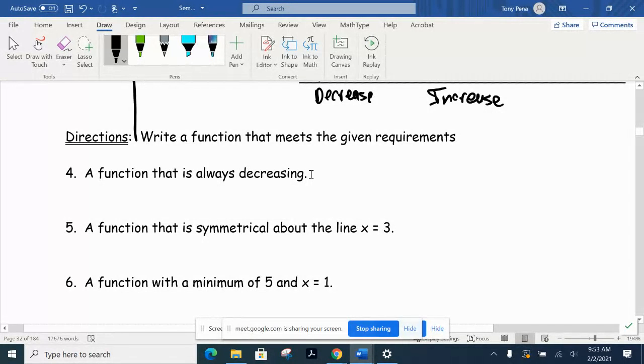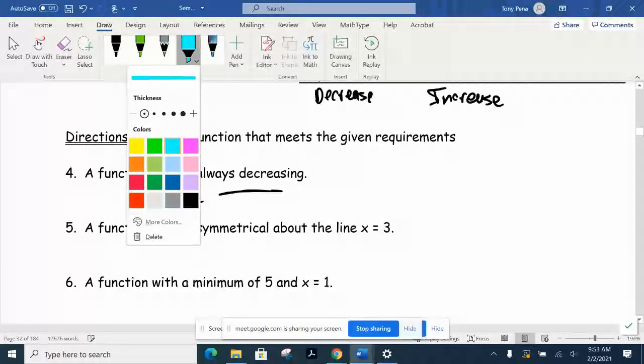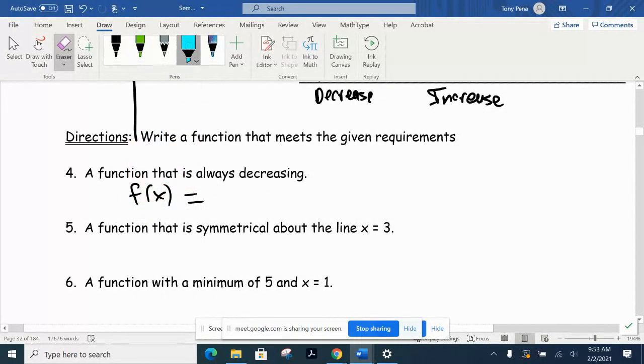Let's see what you think. So write a function. Doesn't have to be an absolute value function. Or, sorry, always decreasing. So what I'm getting at, just say f of x equals, and then whatever you put over here, I should be able to look at that. And if we were to write a decreasing interval, it should be everywhere from negative infinity to infinity.